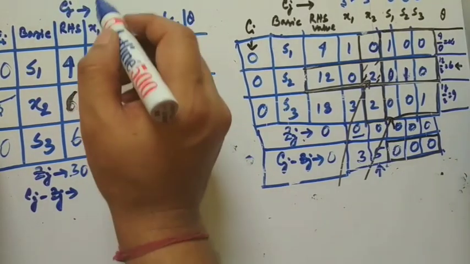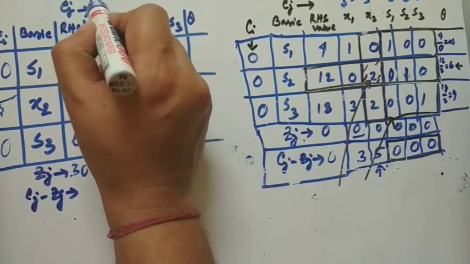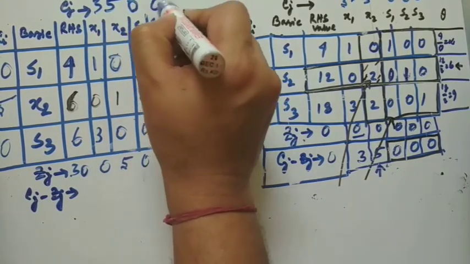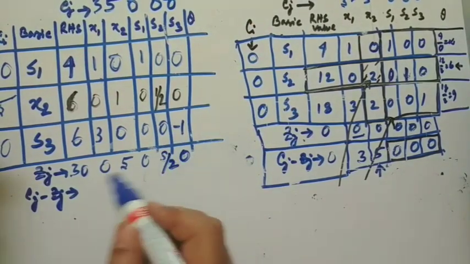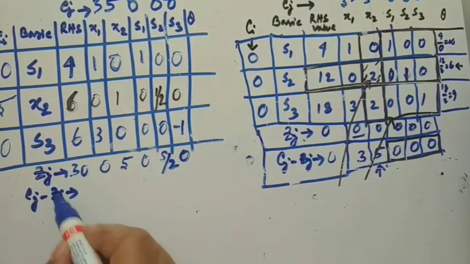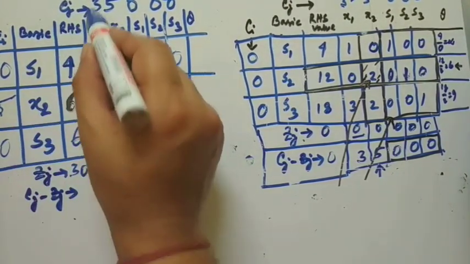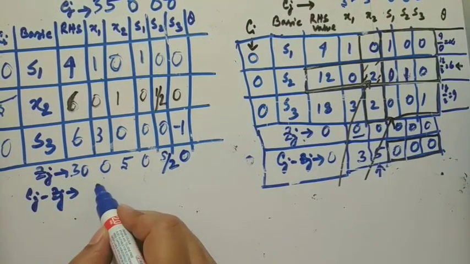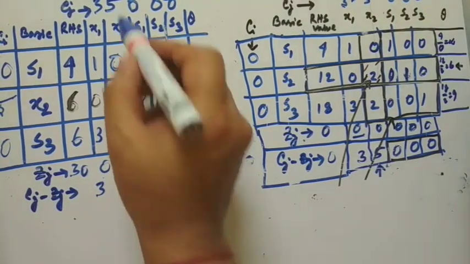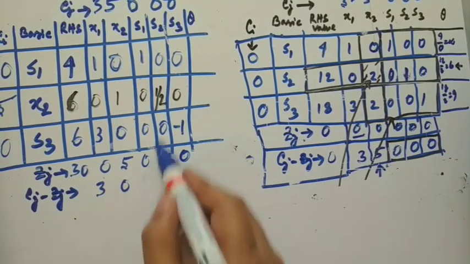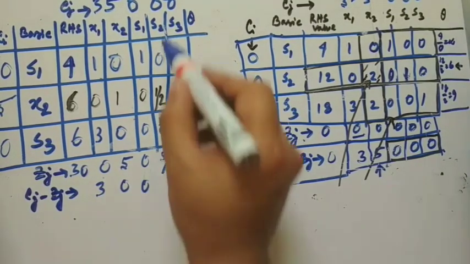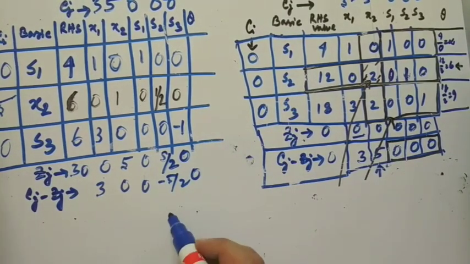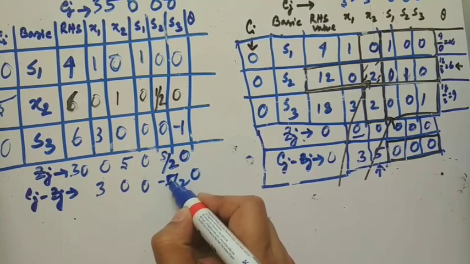Now calculate Cj. So Cj value I will write over here as 3, 5, 0, 0, 0. Now Cj minus Zj. This one is the Cj and this is Zj. So Cj is 3 minus 0, so it will remain 3. 5 minus 5 will give you 0. 0 minus 0 will give you 0. 0 minus 5 by 2 will give you minus 5 by 2. 0 minus 0 will give you 0.